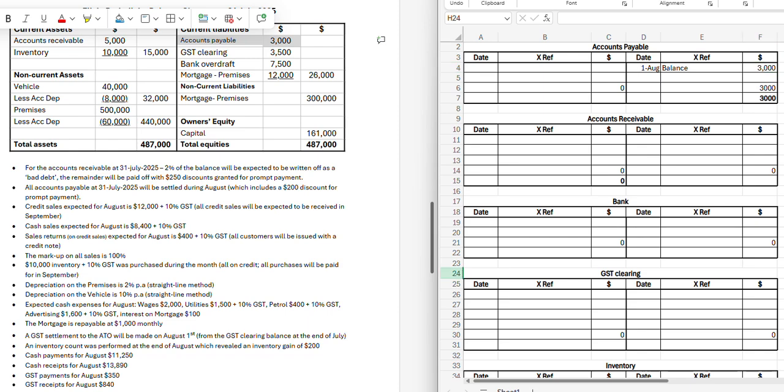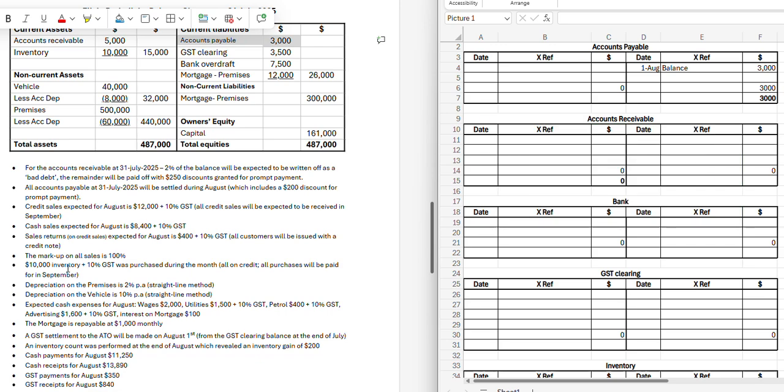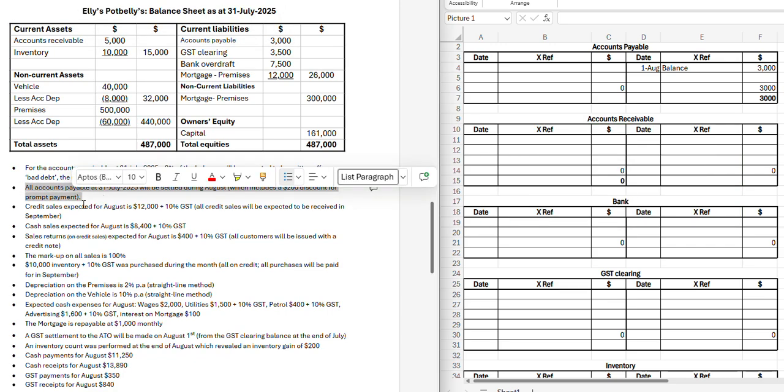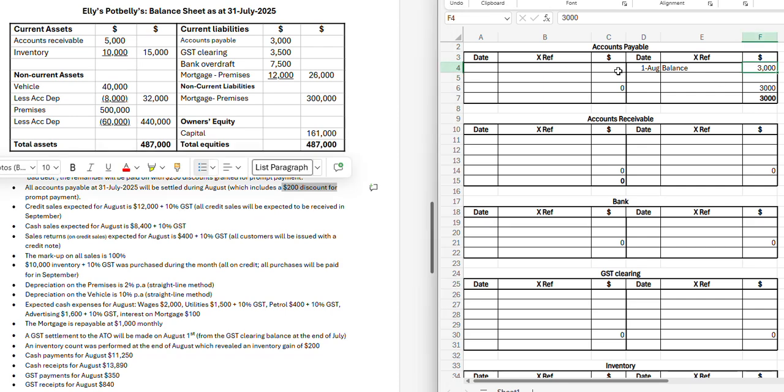Now, a quick refresher with our rules of double entry. Accounts payable is a liability account. Anything that increases a liability will be a credit entry. Anything that decreases it will be a debit entry. So if we refer to the second point on the left here, all accounts payable will be settled during August, which includes a $200 discount. So therefore that $3,000 will be totally settled. So therefore we're reducing the amount we owe our suppliers. So when we decrease the liability, that's a debit.